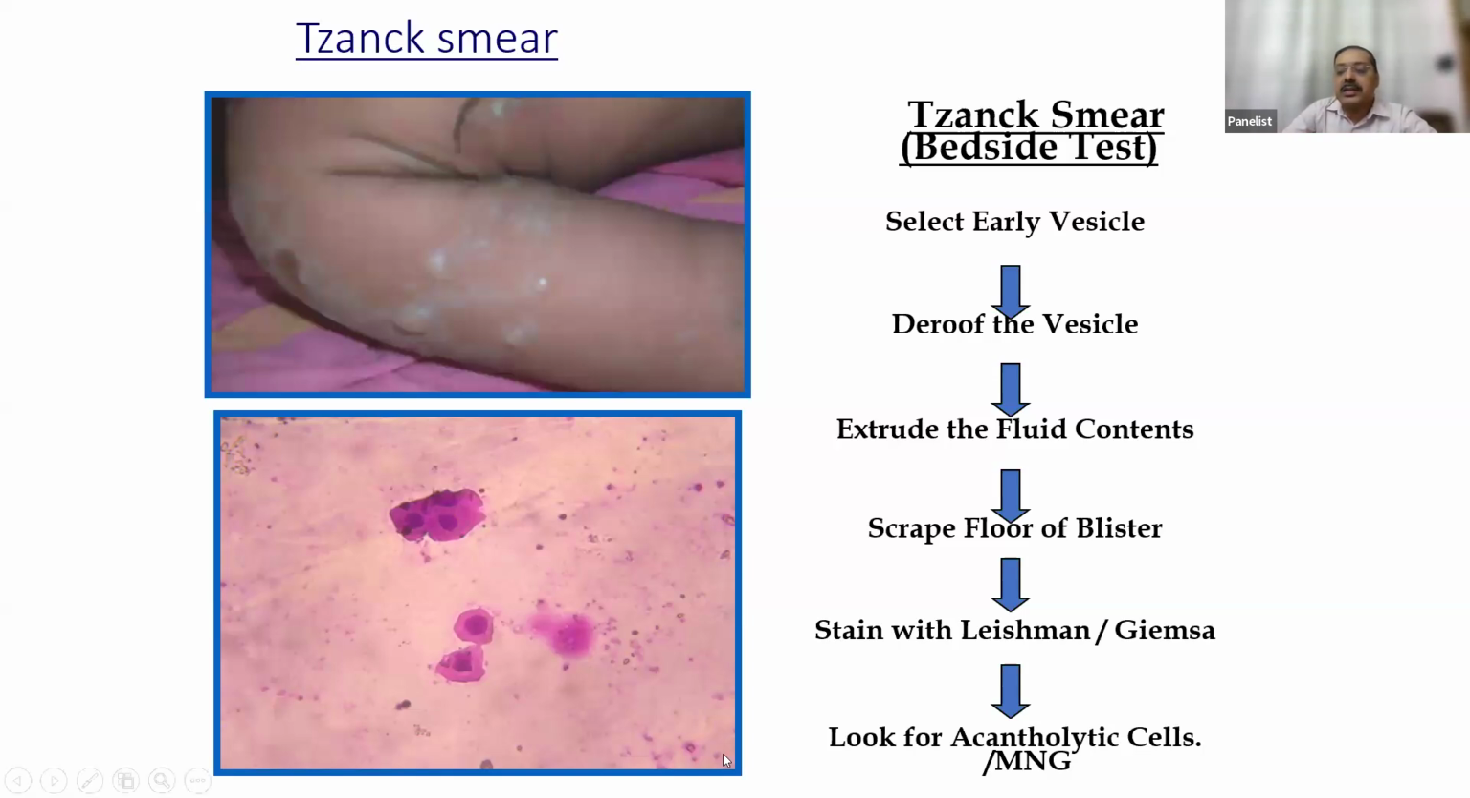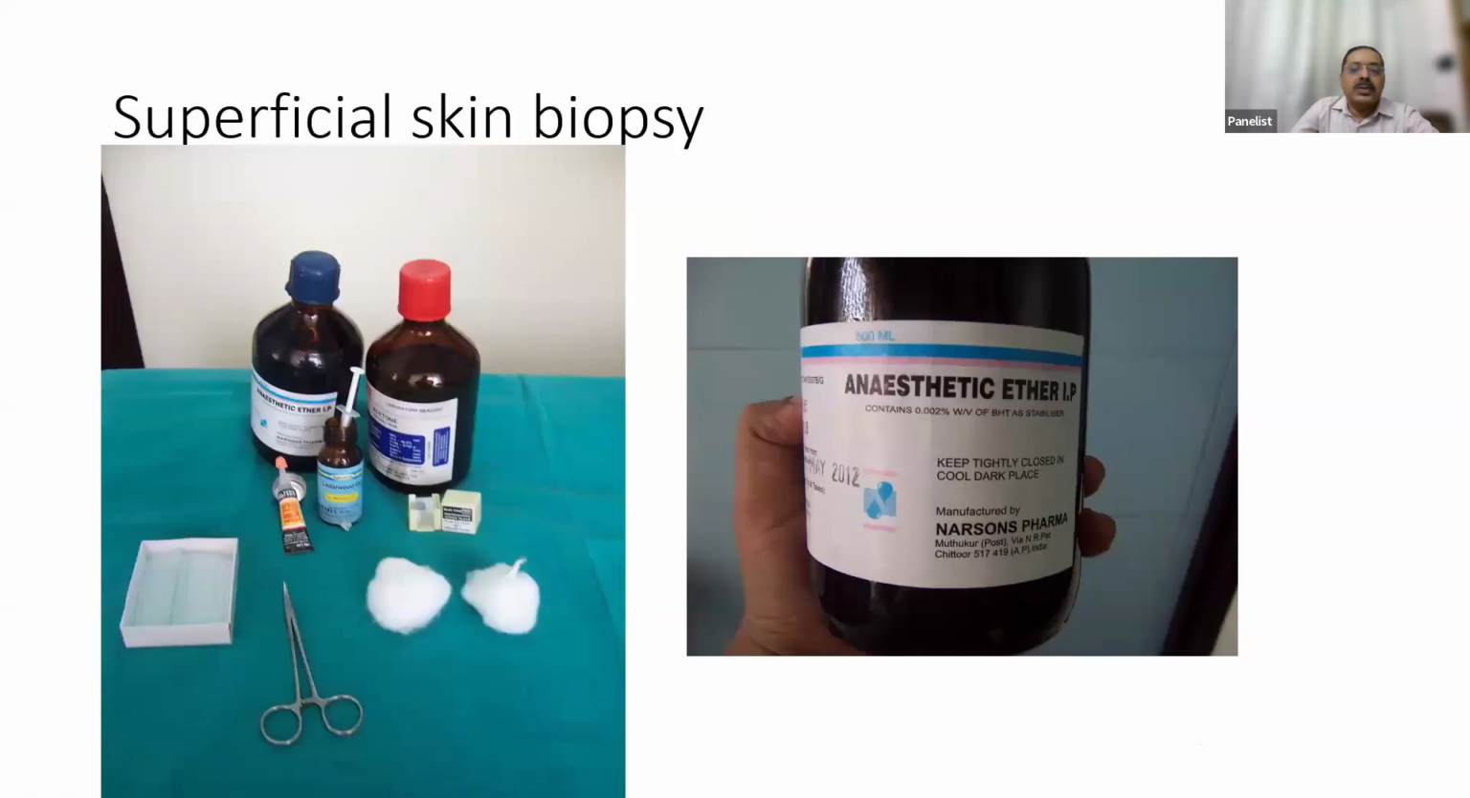And then you smear it onto a glass slide, stain with Leishman or Giemsa, and look for whatever the diagnosis that has been given by the clinician. If it is a suspected chickenpox, you can get an MNG cell or in a viral case, and acantholytic cells in cases like these. Now, superficial skin biopsy is something which is quite unique.